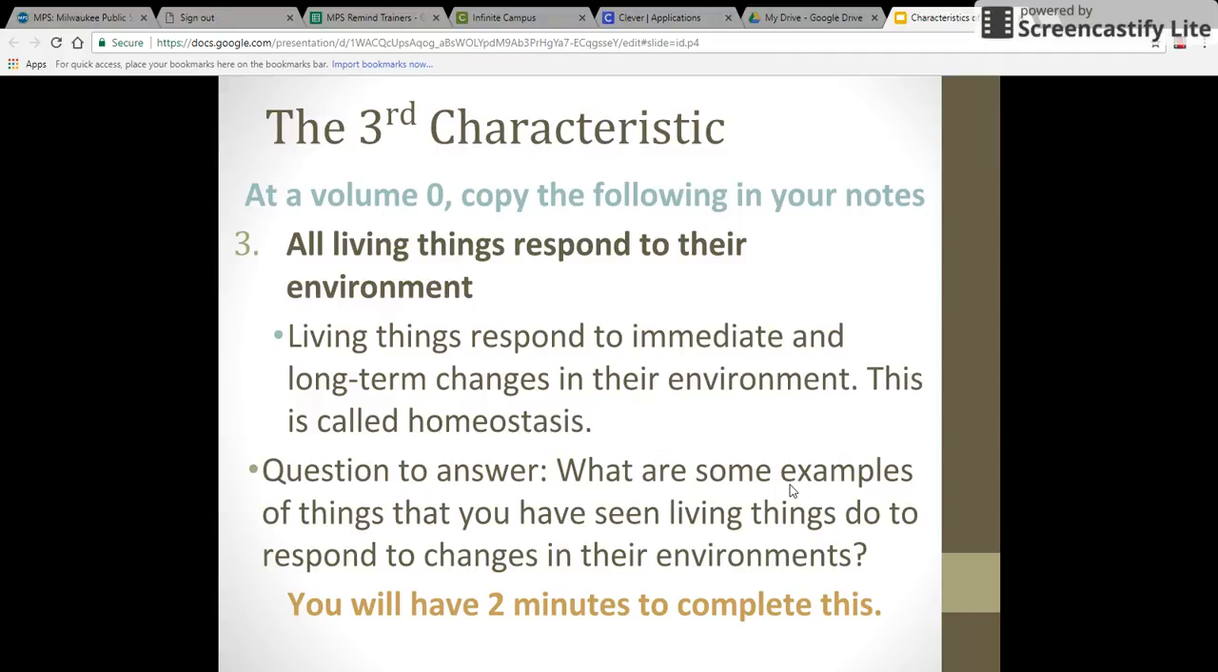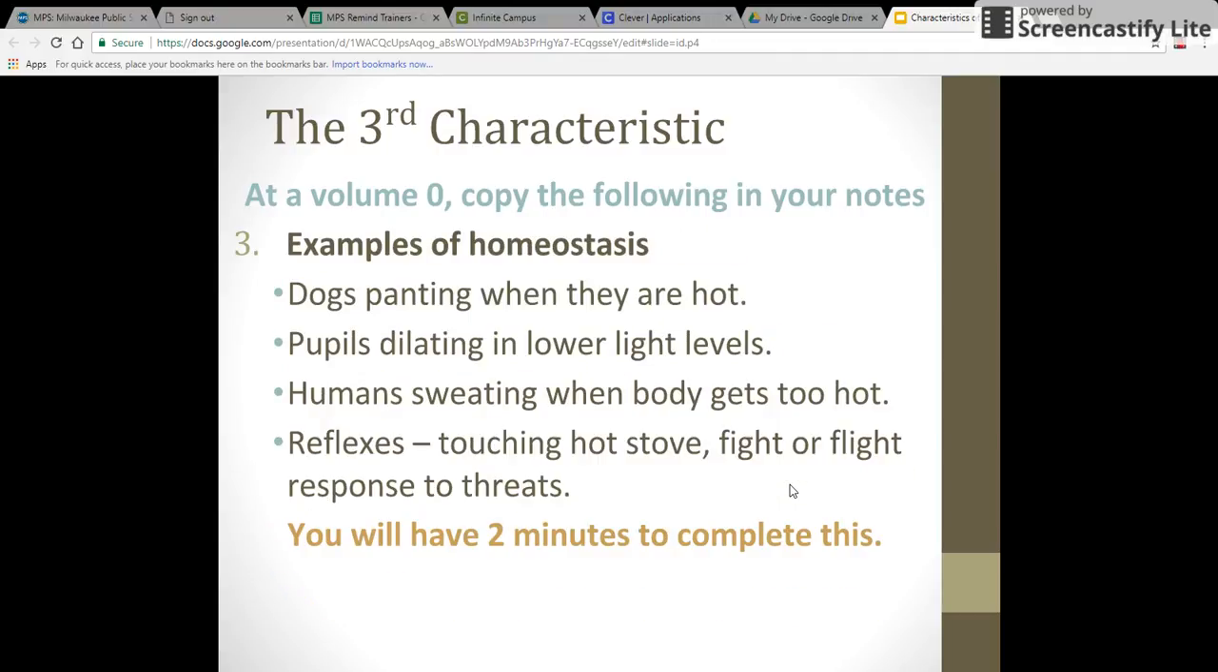The best way to think of an example for this are the following: dogs panting when they're hot, pupils dilating or getting bigger when in low light levels. If you are seeing somebody in the dark and you shine a flashlight at their eye very quickly, you'll see that their eyes are very wide. Humans sweating when the body gets too hot is a means to try to cool their body down and get some of that heat away, as well as reflexes.